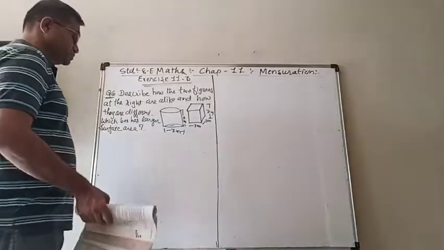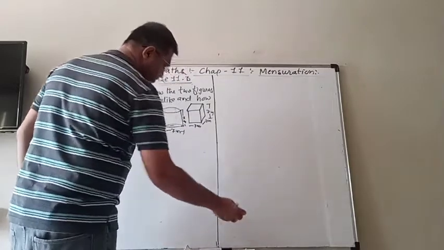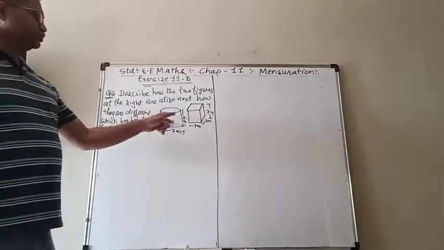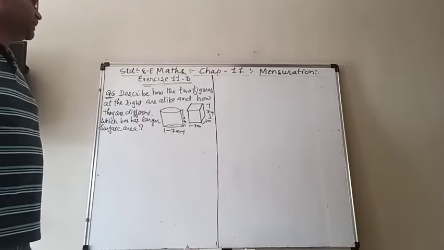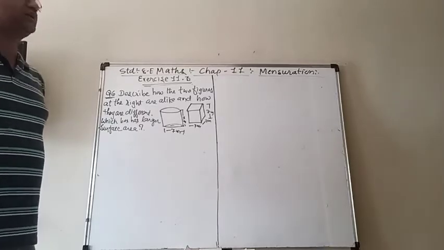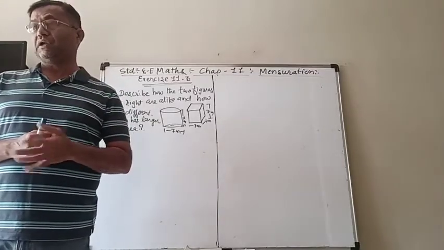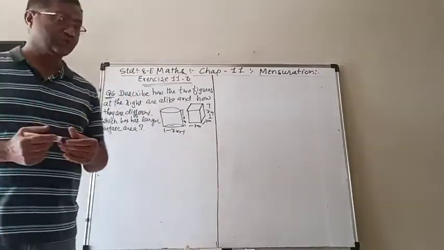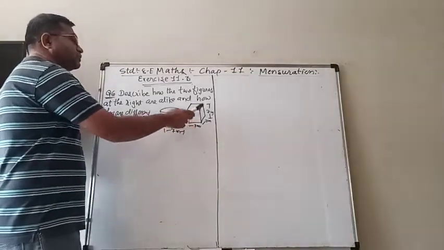So now the sixth question. Here in the sixth question, the two figures are given. We have to describe how they are alike and how they are different. Means what is the similarity in them and what is the difference in them. You can see that one similarity is that the heights of both the figures are the same.